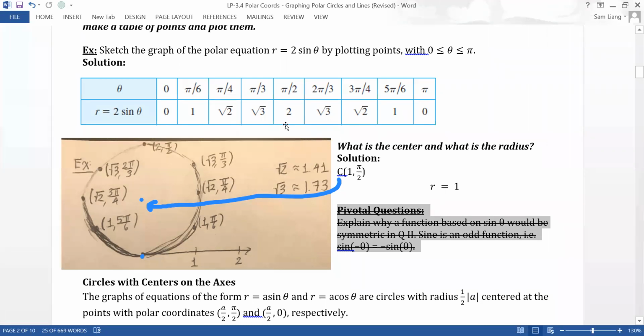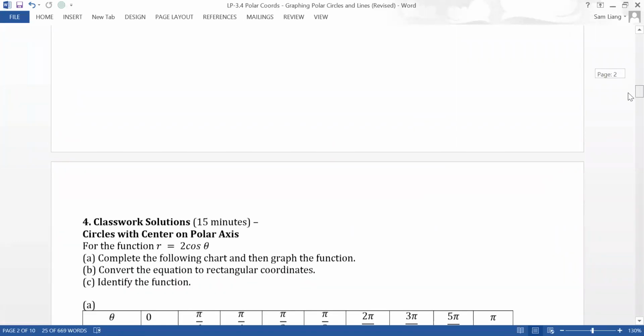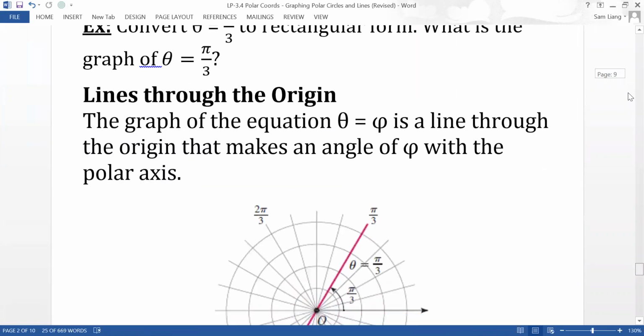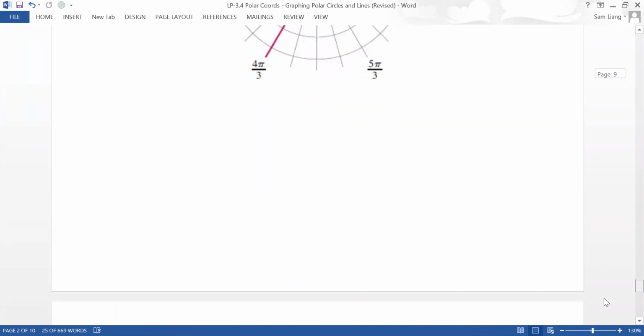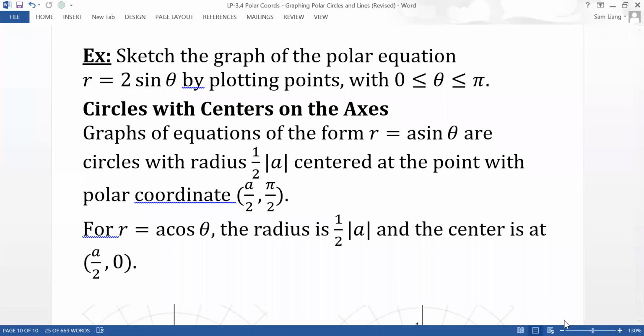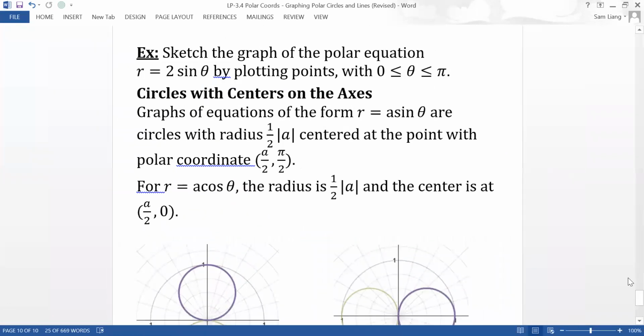All right, is anyone still copying this table or this graph here? Please type in the chat or speak up. Okay, if not, then I'll move on to what I believe is the last slide of notes, and then the classwork. Here's the last slide of notes, just summarizing that graph that we just drew, r equals 2 sine theta. So, circles with centers on the axes. Let me zoom out for this.